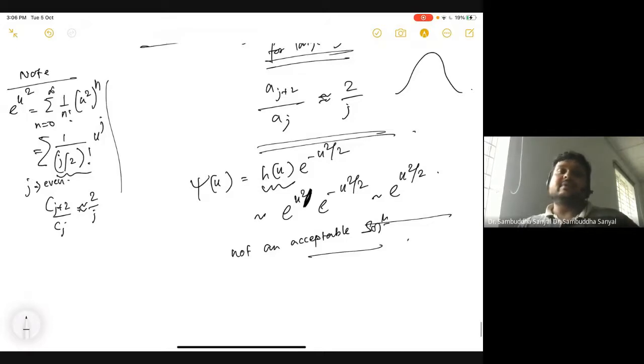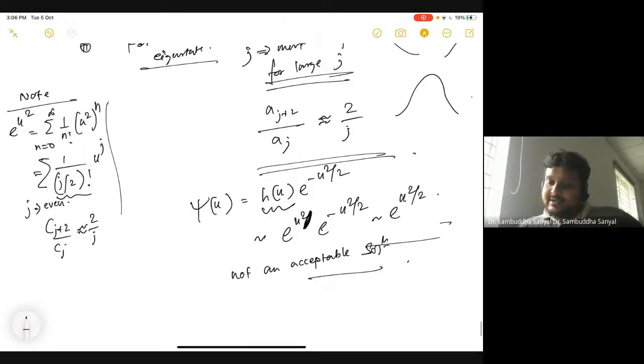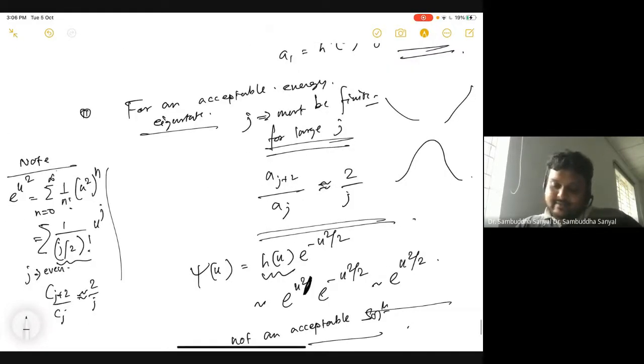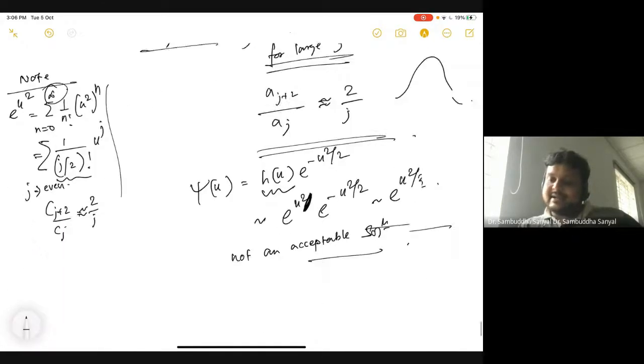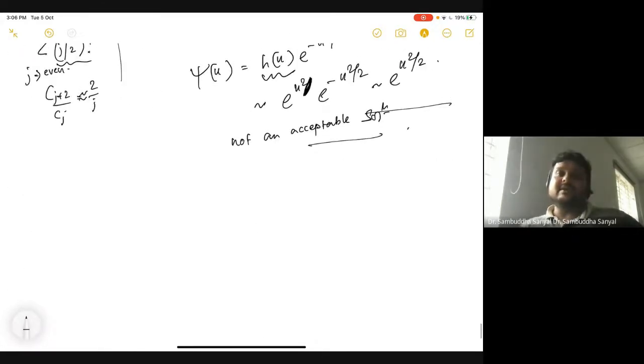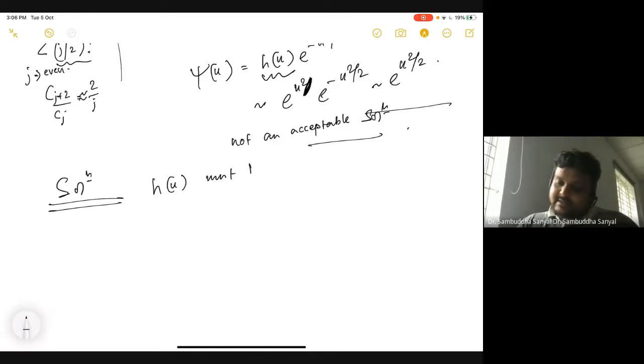So what's the way out? The way out is you cannot let this series go to infinity. If it does go to infinity, then it takes the form of e to the power u square. So then h(u) must be terminated somewhere. It cannot be an infinite solution. It is an alternative way to arrive at the point that h(u) must be polynomial. The solution of this problem must be polynomial.